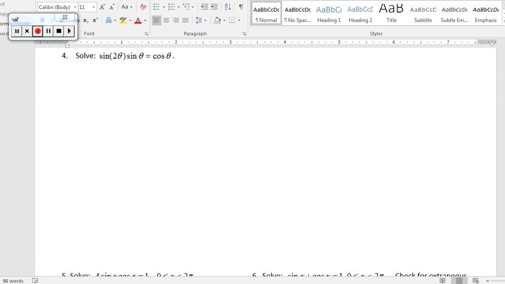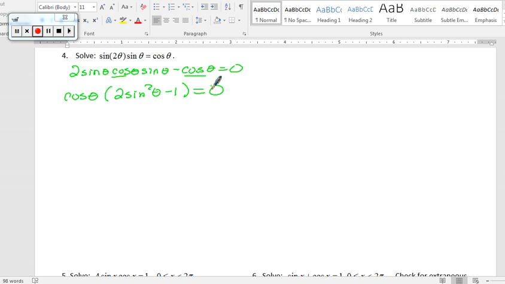So I'm looking at sine 2 theta. There is only one identity for sine 2 theta, so I'm going to replace that piece of it with 2 sine theta cosine theta. This sine theta is still here. And at the same time, I'm going to subtract what's on the right over to the left so I can be set equal to 0. Both terms here share a single cosine theta, so I'm going to factor that out. And that's going to leave me with 2 sine squared theta minus 1 is equal to 0.